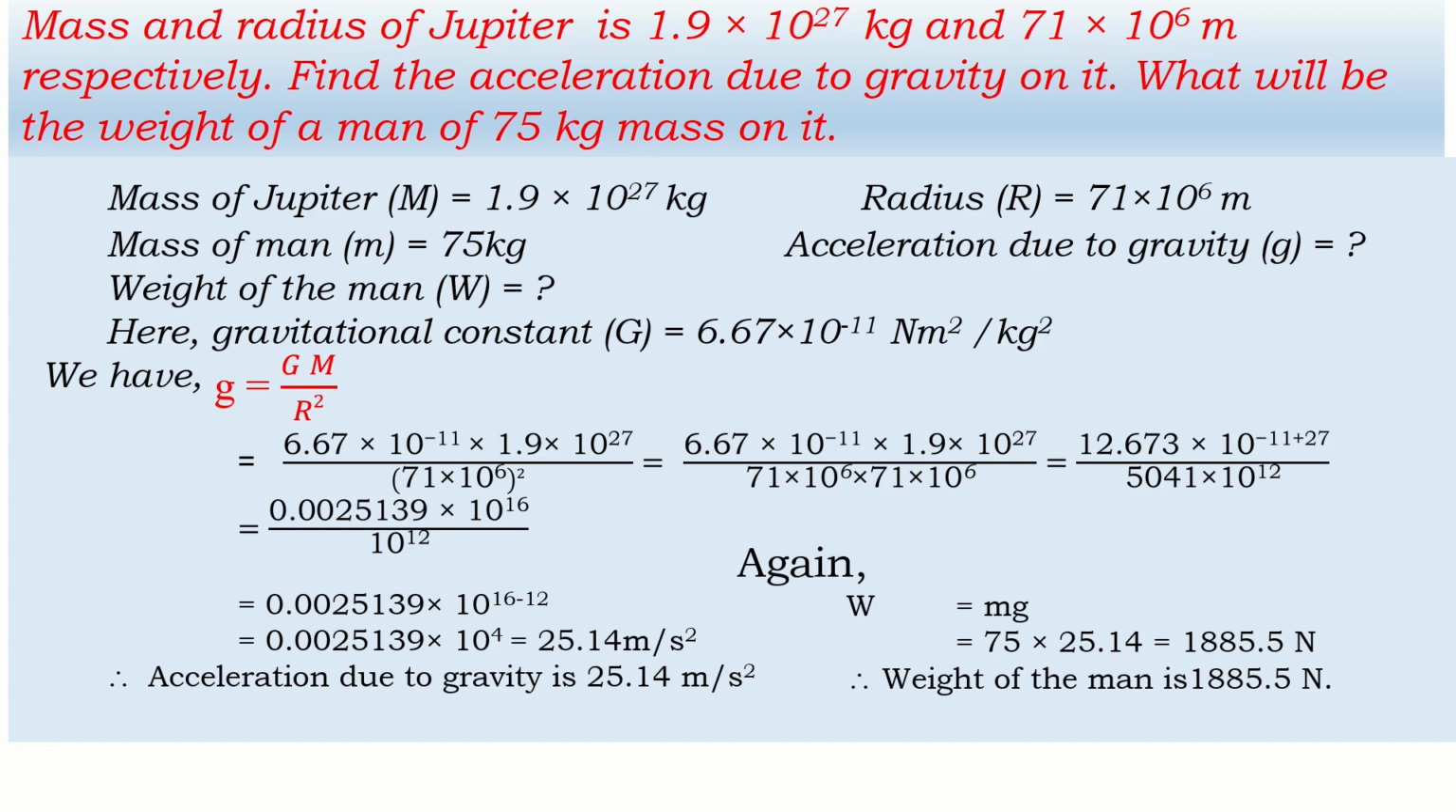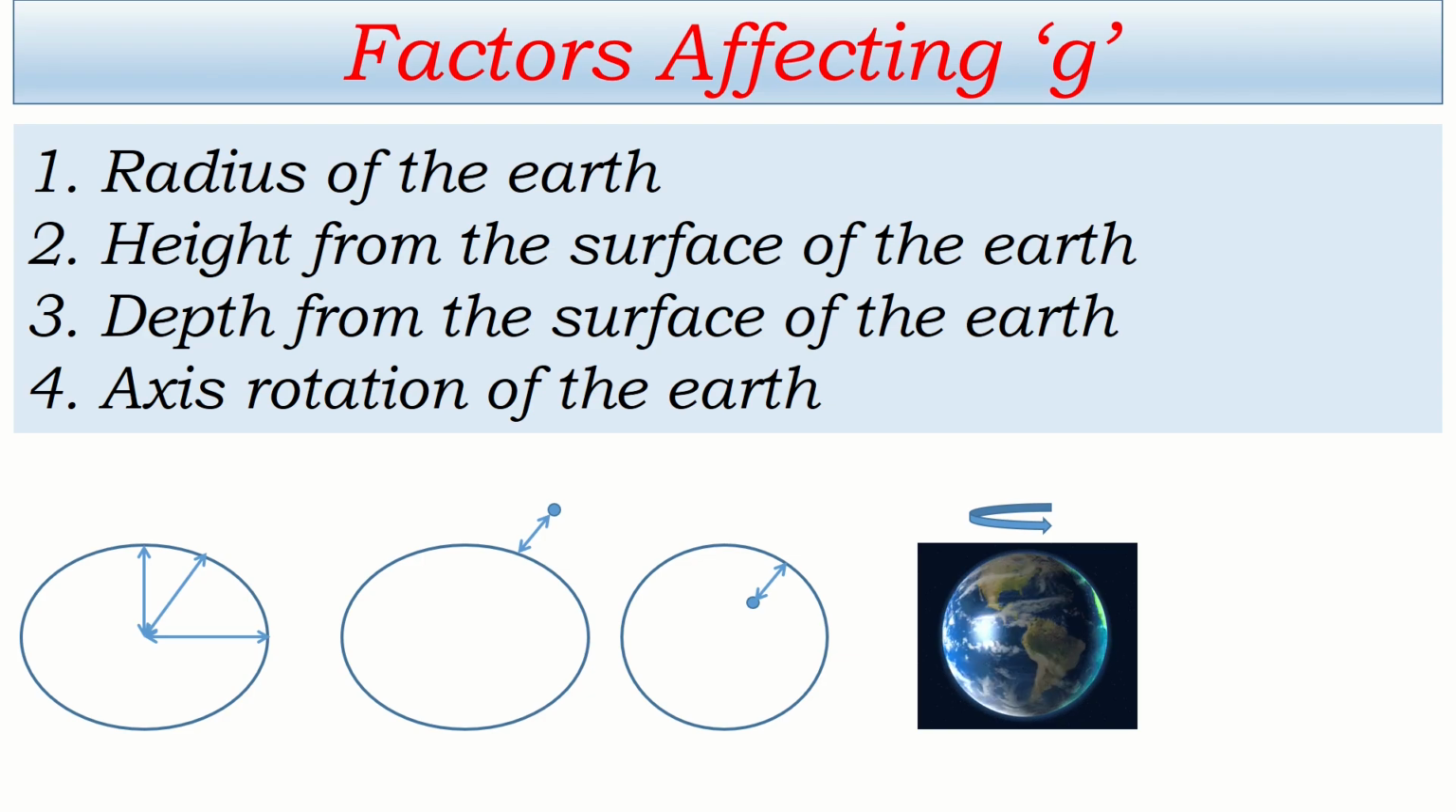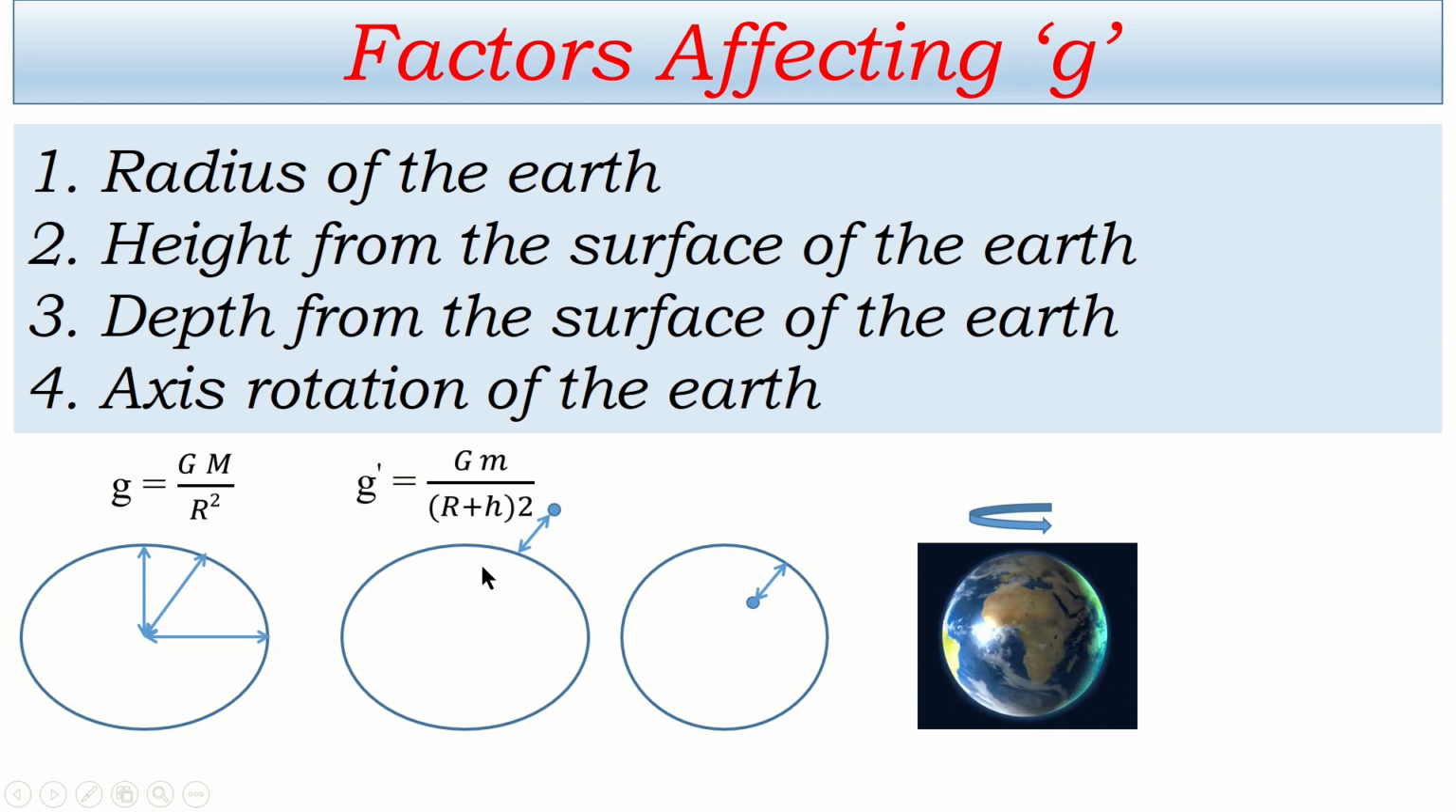Okay, let's go to another part. Let's come back to the same factors affecting g. For the first case, we use this equation, g equals capital G capital M by r square. Using this equation, we can calculate the value of small g at different parts of the surface of the earth. But for height, I mean the second case, we have to use this equation.